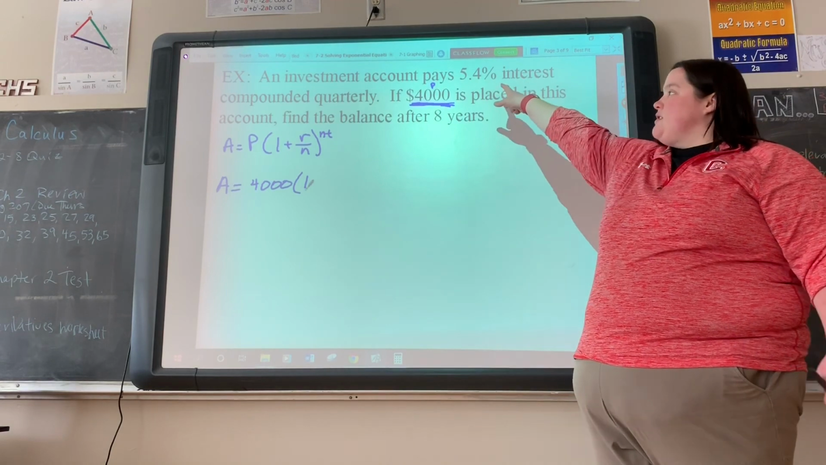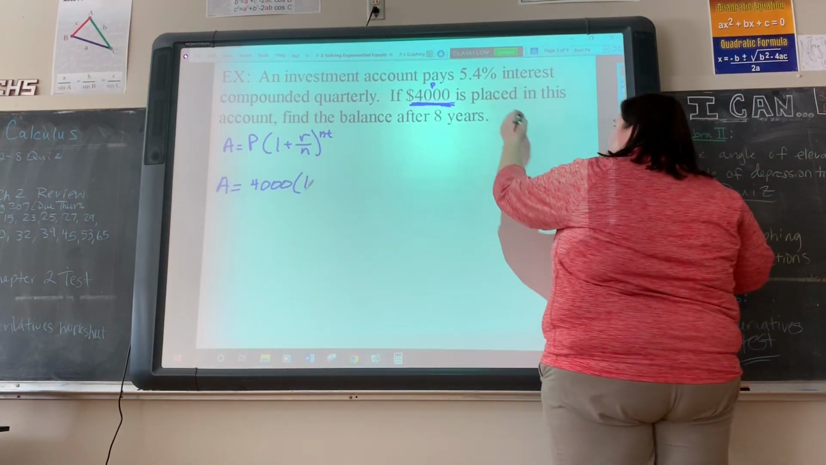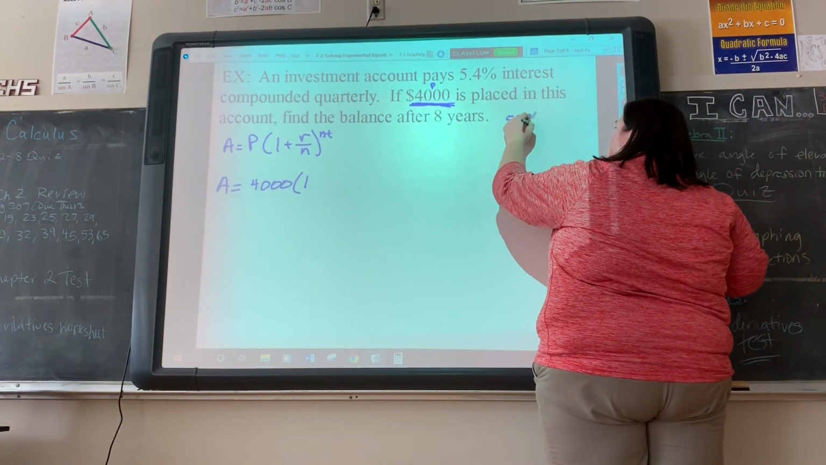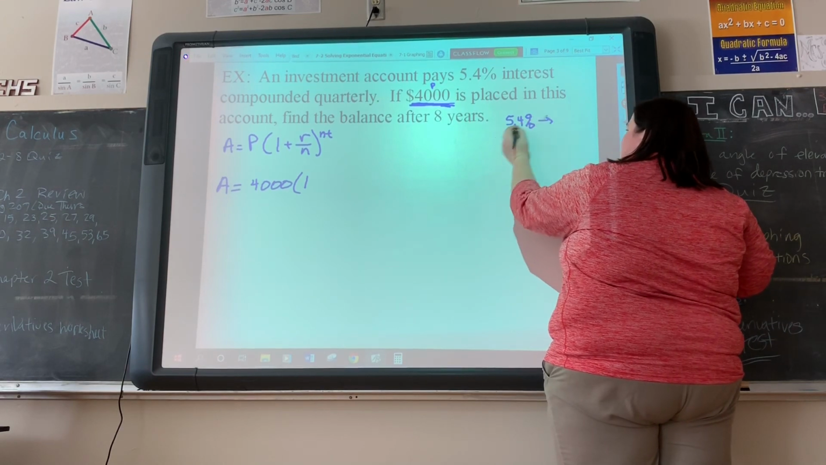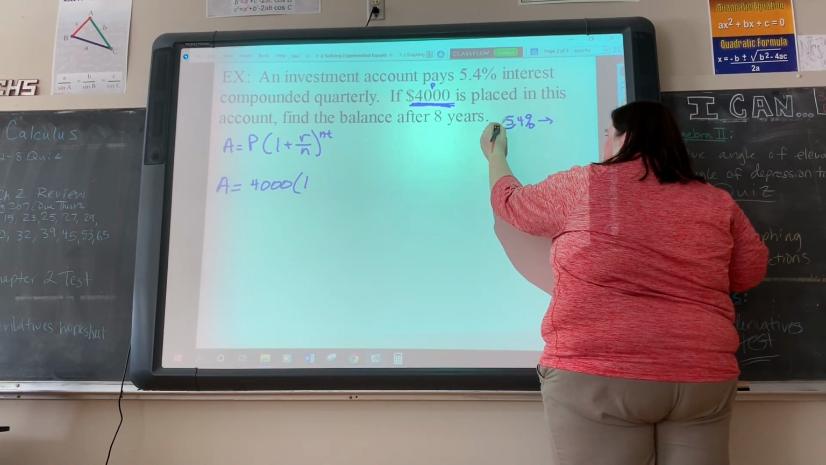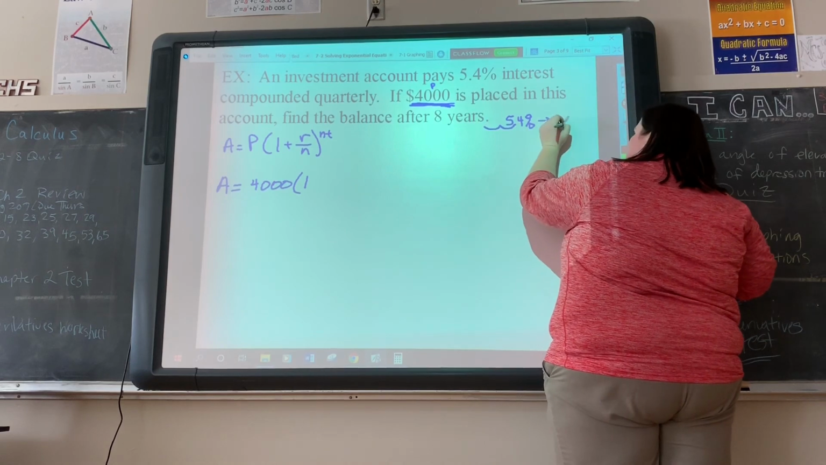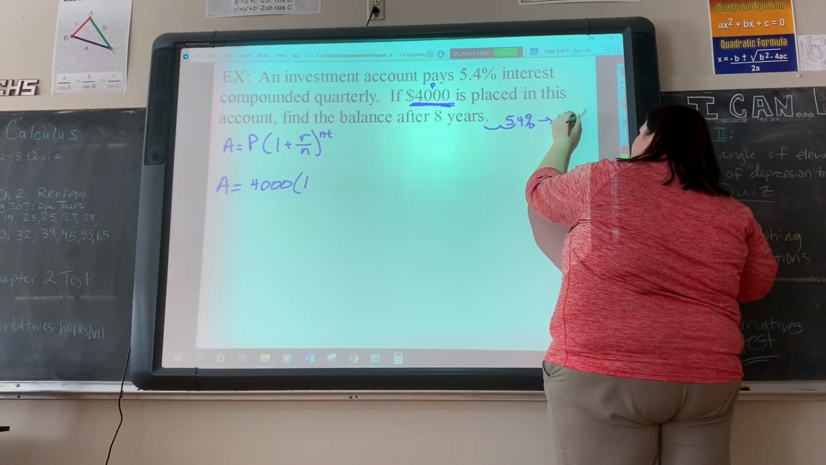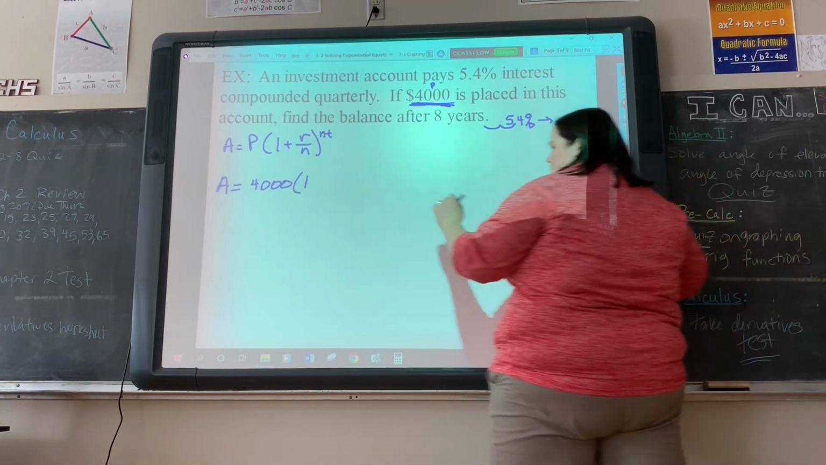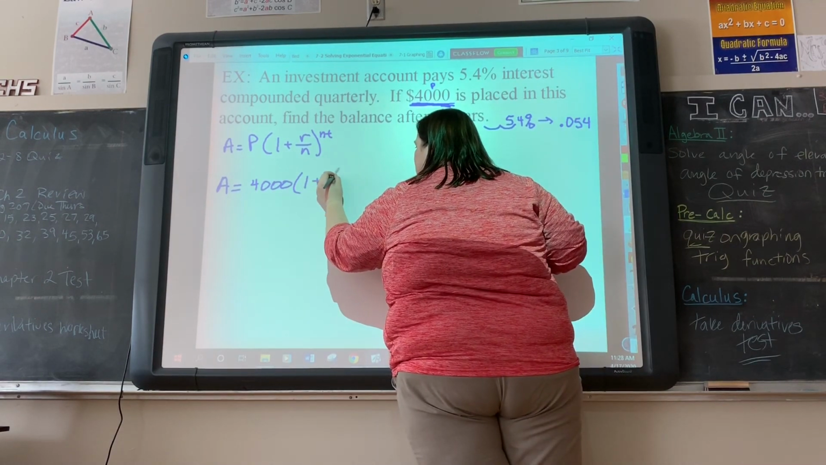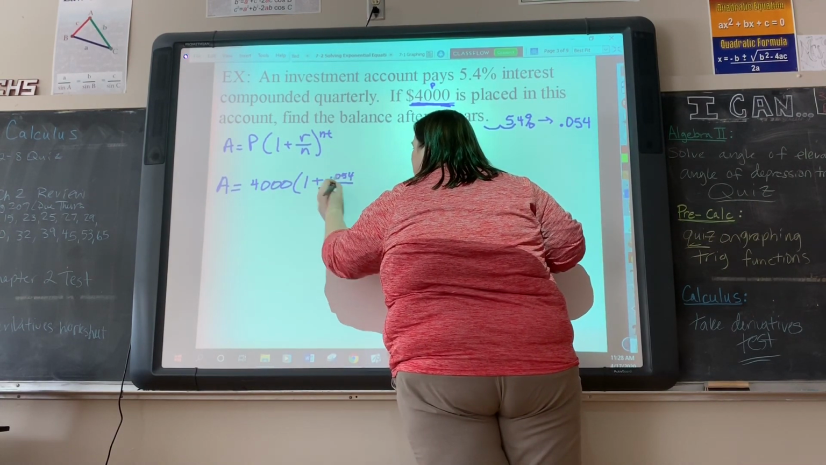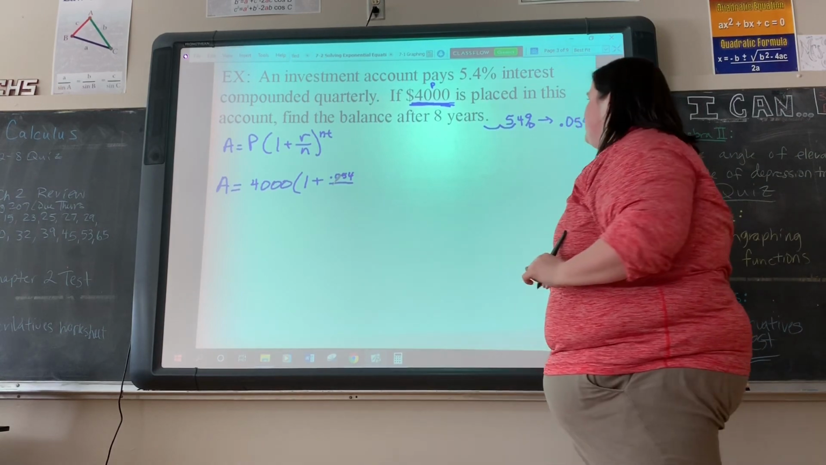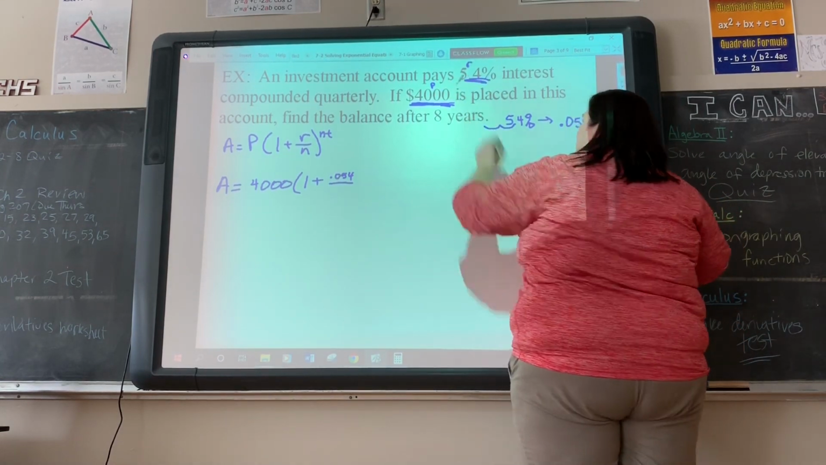So our rate is 5.4. And again, we have to move the decimal place twice. So since this one already is an existing decimal, we move it twice. So our rate is going to be 0.054. So that's what our R is. And now we divide it by N. Okay, that gives us our R.